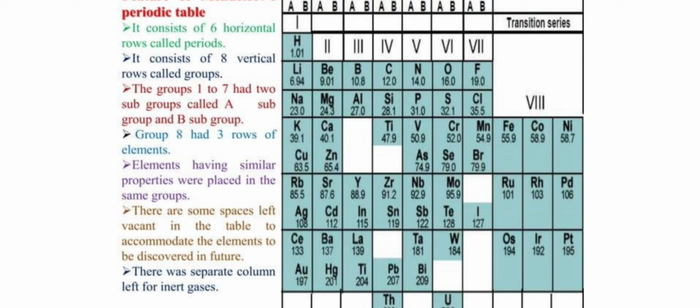He thought ahead and left the spaces in the periodic table for upcoming scientists who would discover new elements, to keep those vacant spaces. There was also a separate column left for inert gases. Means in his periodic table he left a place for the inert gas elements.